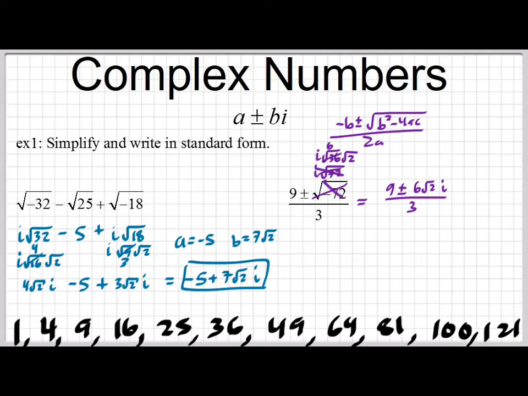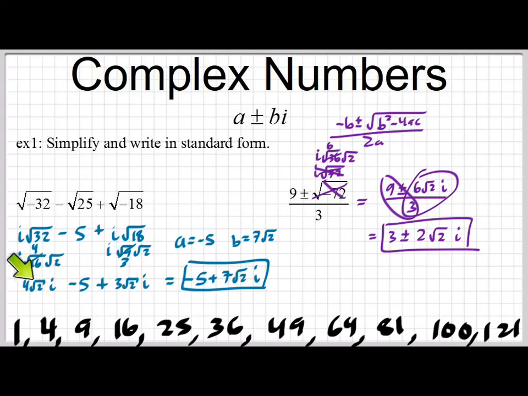Maybe you're awesome. All right, let's divide that by 3 and that by 3. What is 9 divided by 3? What's 3 divided by 3? Or 6. 6 divided by 3. 2 rad 2 i. Can you guys easily see what the a is and what the b is? We're done.